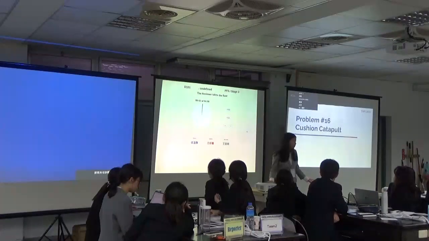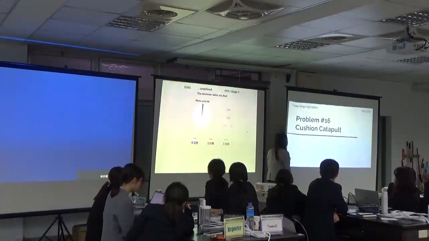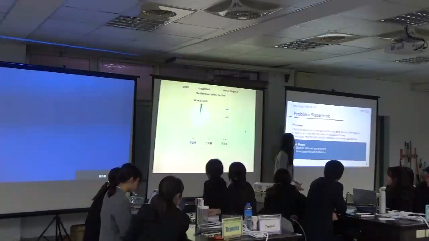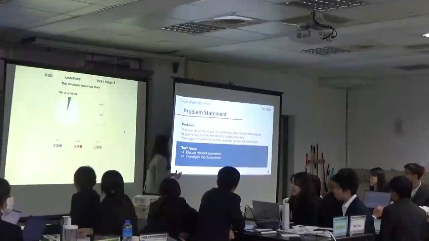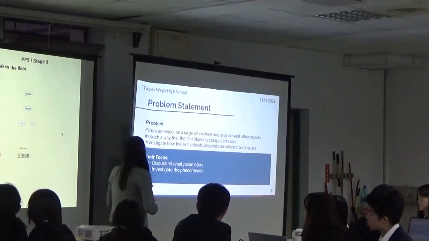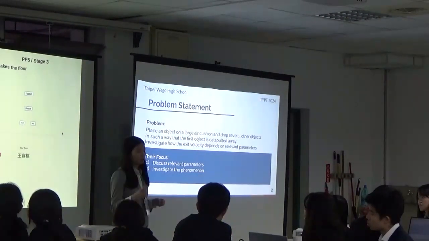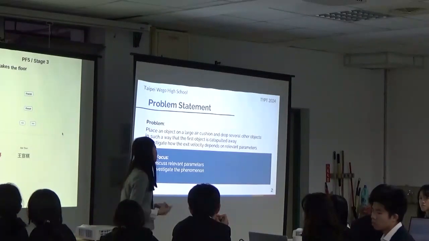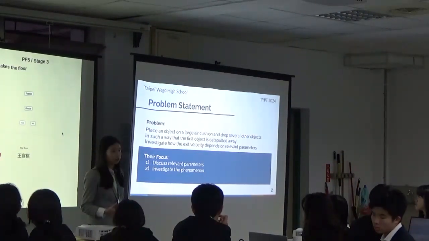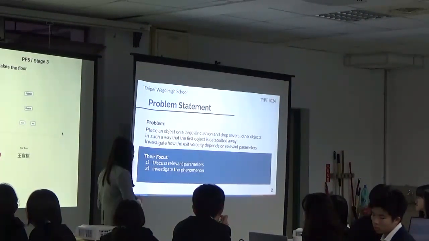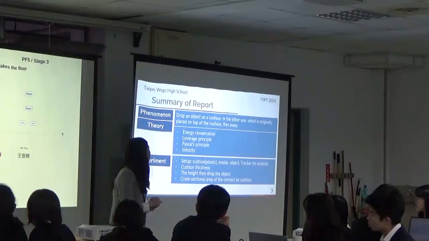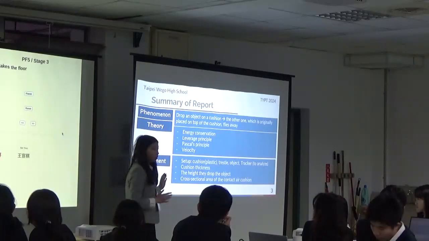Judges and fellow debaters, this is the reviewer from TV2, reviewing problem 16, cushion categories. The problem statement states that they place an object on a large air cushion and drop several other objects in such a way that the first object is catapulted away. So we need to investigate how the exit velocity depends on relevant parameters. The focus of the reporters is to discuss the relevant parameters and investigate the phenomenon. This is a summary of the report.